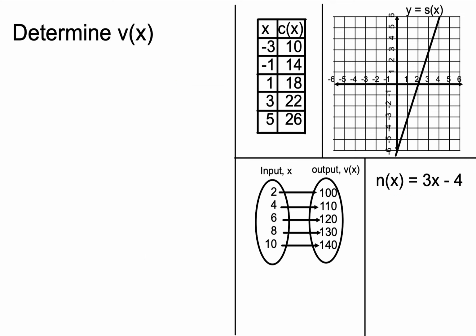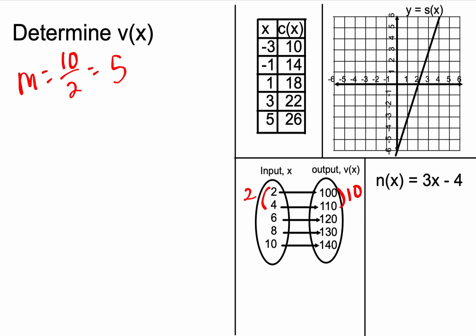Let's do v of x. To determine v of x, we need to find the slope. The outputs are increasing by 10, while the inputs increase by 2. That gives us a slope of change in outputs over change in inputs, which is 5. The rate of change is 5.